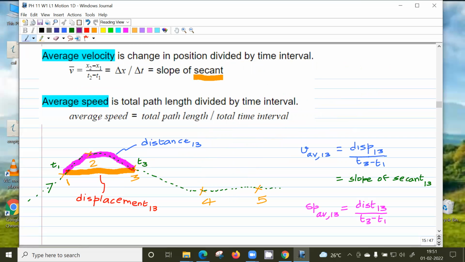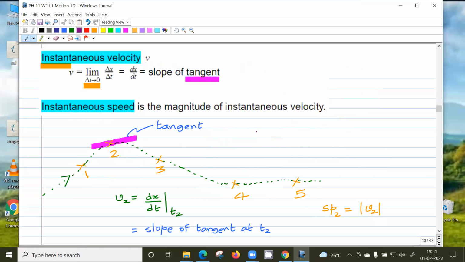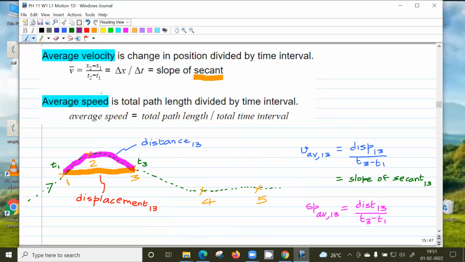Similarly, average speed is always path length divided by the time interval. If it is over a finite time interval, then it's average speed. When the time interval becomes very small, then it is instantaneous speed, right? Are instantaneous speed and the average speed the same? That is not clear. Okay.